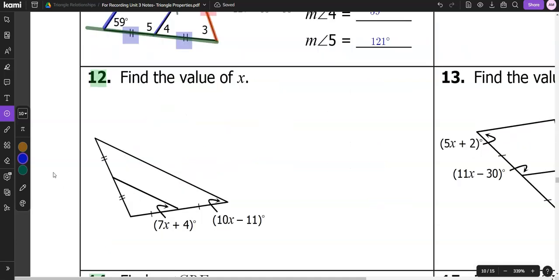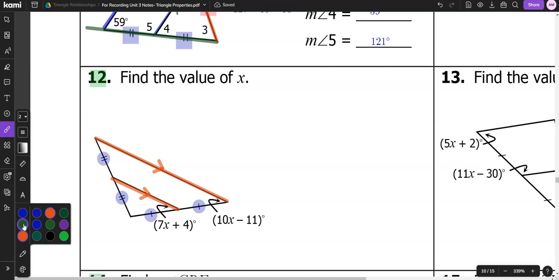Okay, number 12, we're going to find the value of x. Again, we see that the line right here in the middle is a mid-segment, once again as indicated by the tick marks right here and right here. So what I'm going to do is highlight my mid-segment and the base, reminding ourselves that they are parallel because, again, the mid-segment is parallel to the base and half as long.